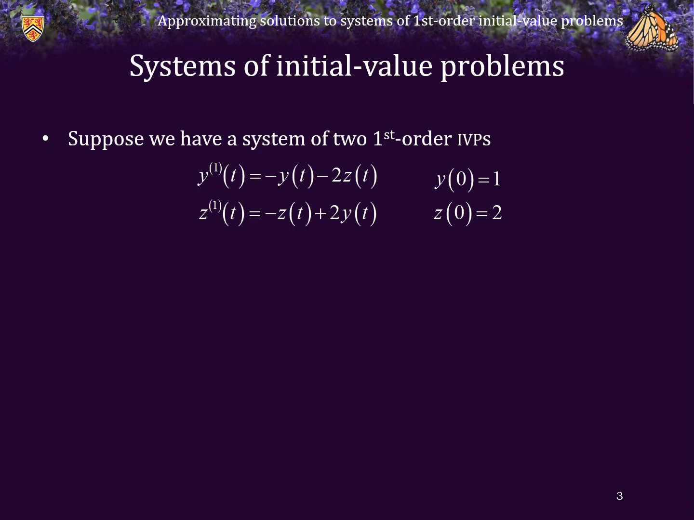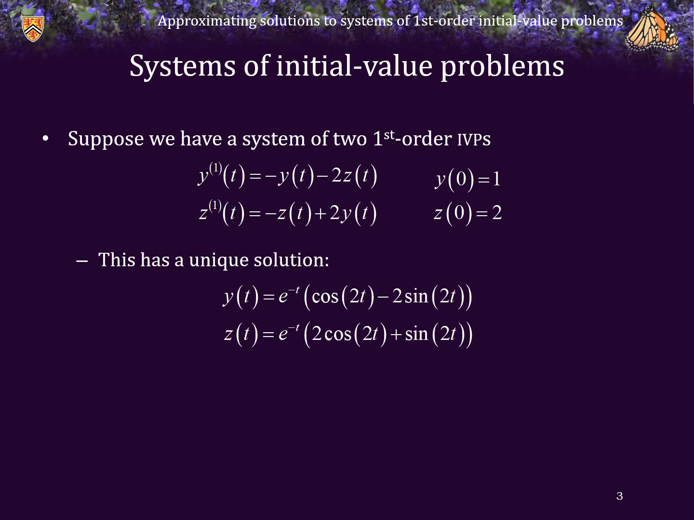Now, suppose that we have a system of two first-order initial value problems. You're going to notice that these two initial value problems are actually coupled in their differential equations. The derivative of the first depends on both the value of y of t, but it also depends on the value of z of t, and the value of the derivative of the second function also depends on both the first and second functions. We have initial conditions, specifically y at 0 is equal to 1 while z of 0 is equal to 2.